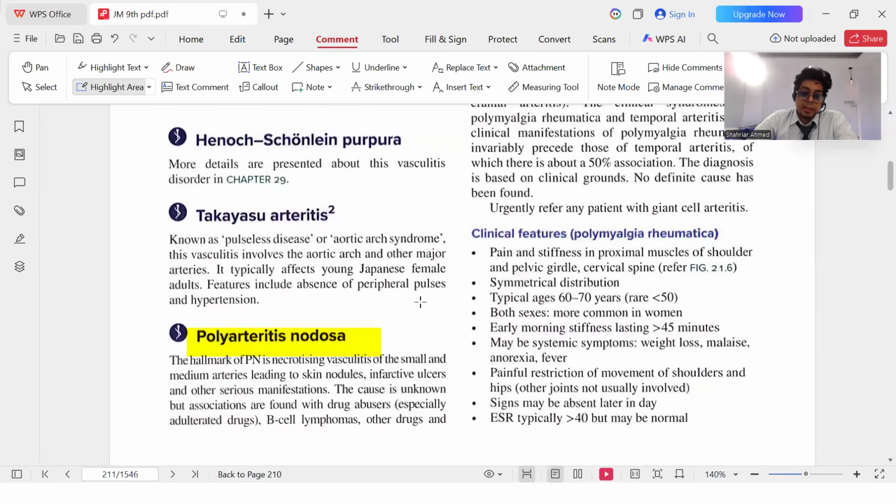Last but not the least, polyarteritis nodosa. We're almost at the end, guys. Polyarteritis nodosa is a vasculitis type, but as I said, vasculitis types we will mostly read in the renal.